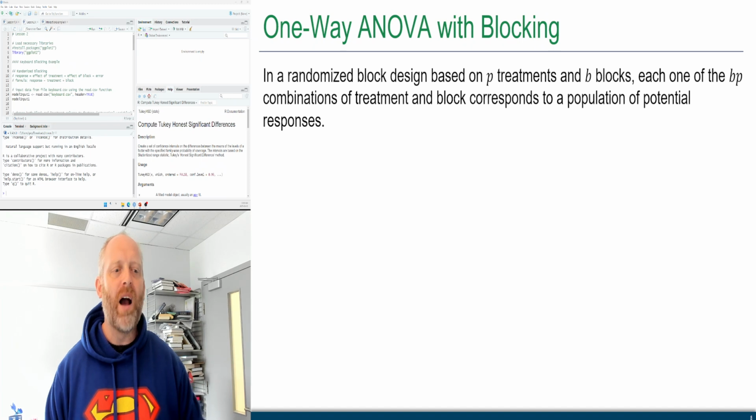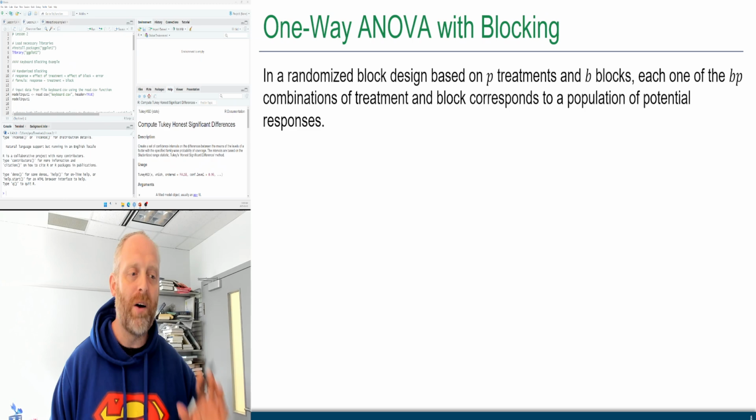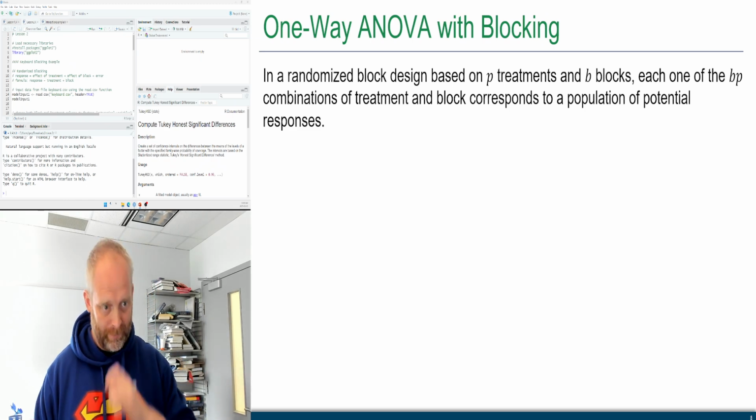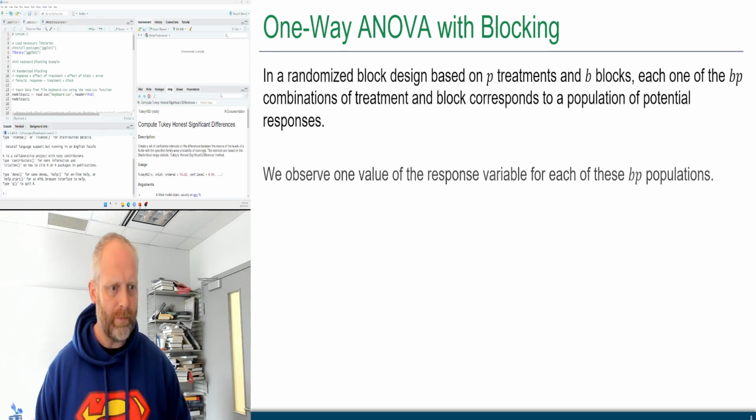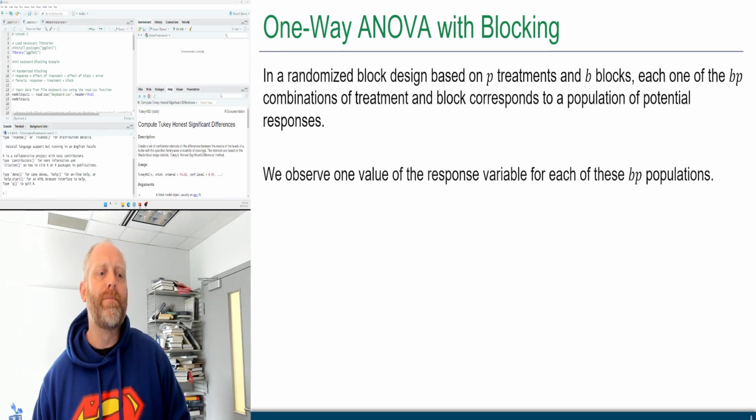All right, so in a randomized block design based upon P treatments and B blocks, each one of the B times P combinations of treatment component and block component corresponds to a population of potential responses. So we observe one value of the response variable for each one of these B times P populations.